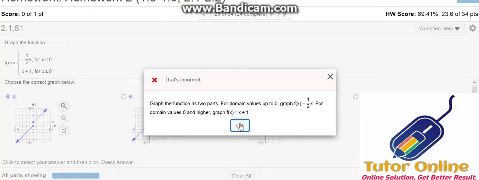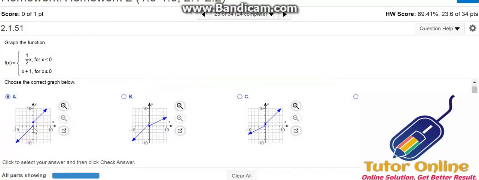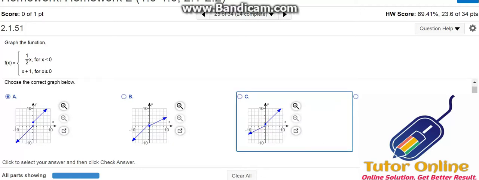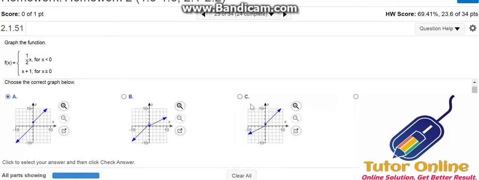Graph the function is in 2 parts, for domain values up to 0. Graph this, okay. For x less than 0, it becomes this. Okay. And it's our final check, so we can make it. So I think it's our answer.